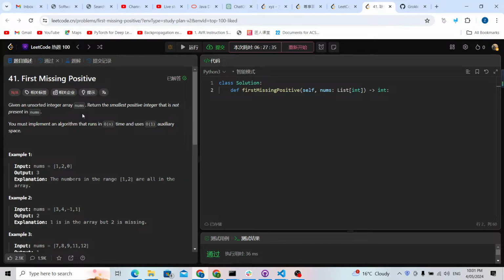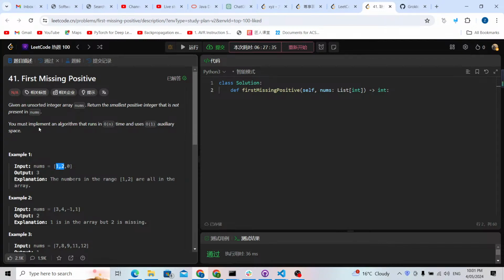Let's try to solve LeetCode problem 41, First Missing Positive. We are given an unsorted integer array nums. Return the smallest positive integer that is not present in nums. So for example, when 2 is present and 3 is not present, we're going to return 3.